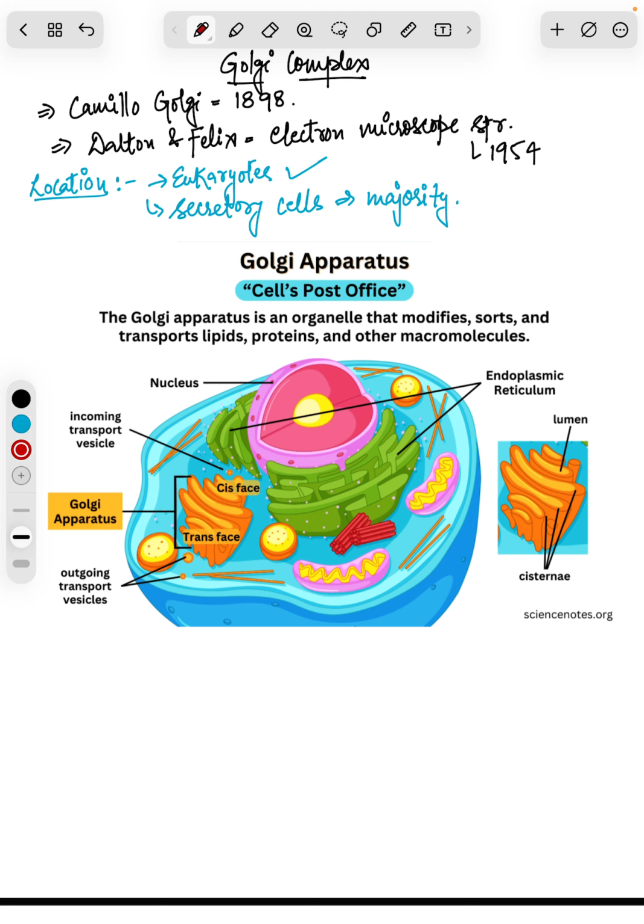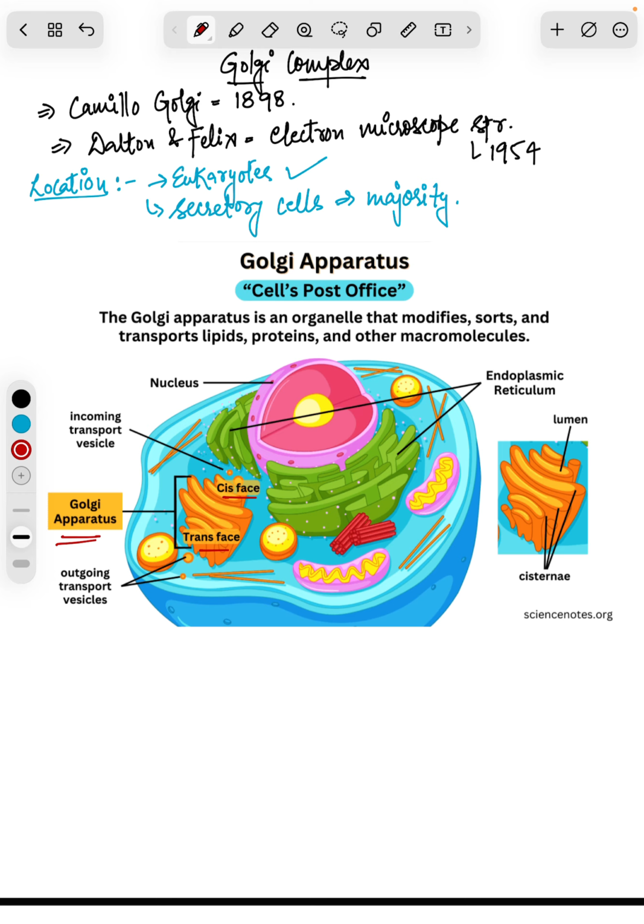Now we will describe the structure of the Golgi complex. In this diagram you can see a cell is present and the Golgi apparatus has a lumen inside and cisternae, which are infolds that have two faces, that is the cis and trans face.